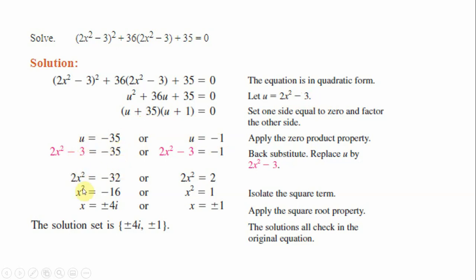In this case, I can isolate, divide by 2, and do the square root property. X is equal to plus or minus the square root of negative 16, which is plus or minus 4, and there's the i. If u is equal to negative 1, then I get 2x squared minus 3 is negative 1. 2x squared is equal to 2. X squared is equal to 1, and then x is equal to plus or minus 1. And then there is my solution set. I need to go back and check all of these things out and then verify. But they all checked in the original equation, and there's the solution set.